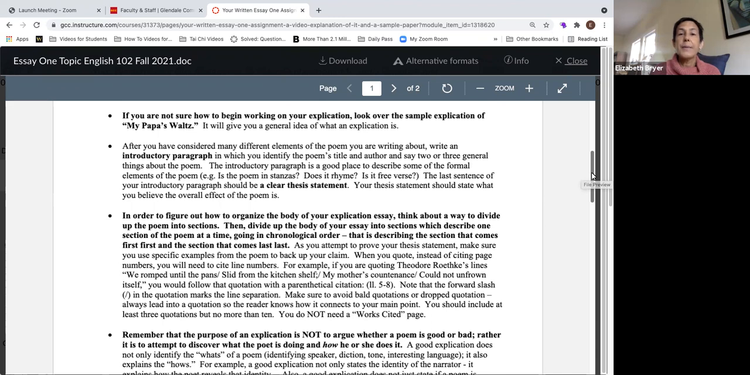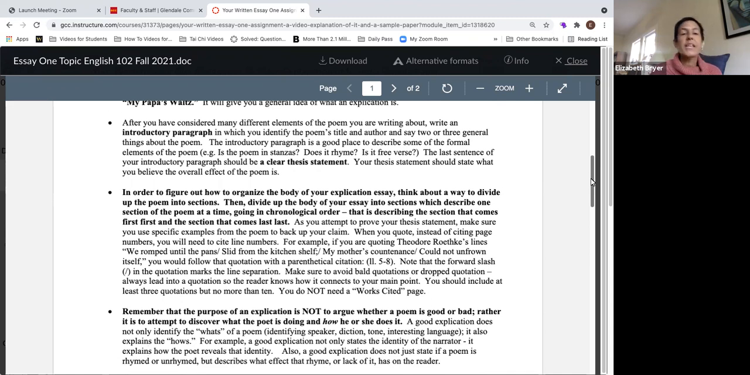If you're not sure how to begin working on your explication, look over the sample explication of My Papa's Waltz. That's on the same page in this week's Canvas module as this video is. So just look a little bit further down. That'll give you a general idea of what an explication is.